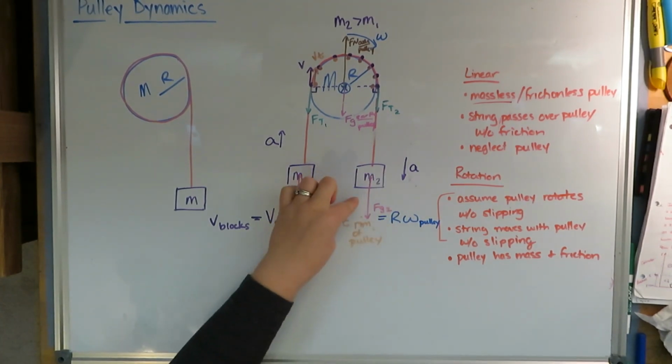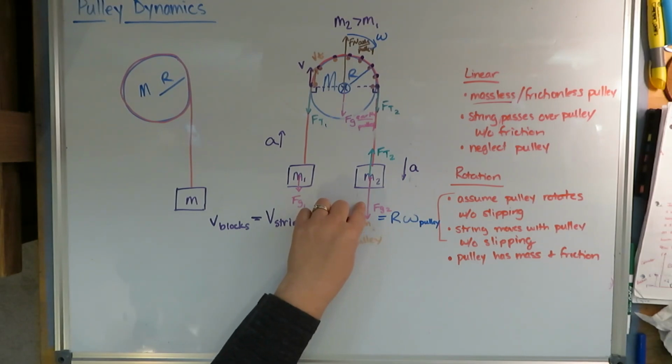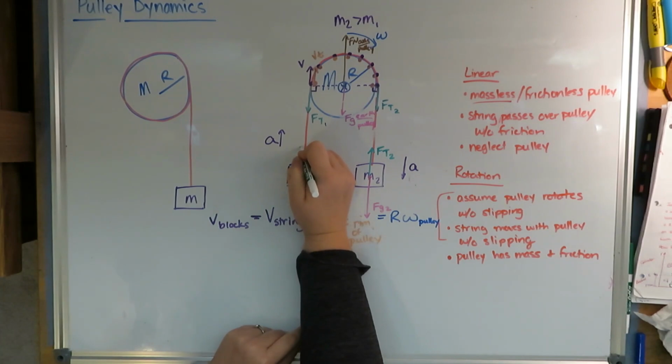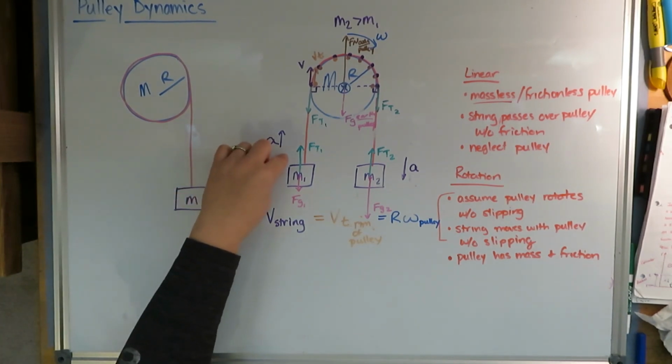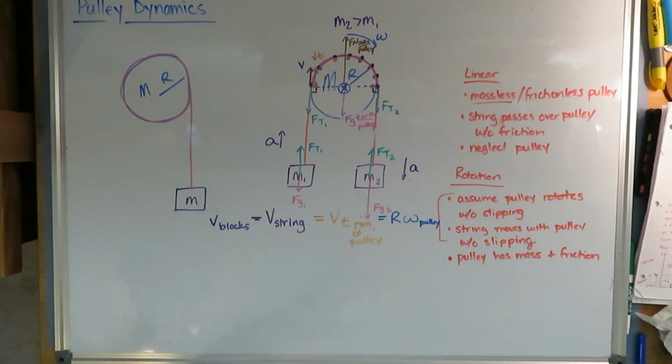So in order for this one to accelerate downwards, its tension has to be smaller than the gravitational force. So that we already knew. Over here, this tension had to be larger. And last semester, we assumed that the tension in the string here would equal the tension in the string here. That's not possible this time. Because think about it, why is it impossible for these tensions to be equal?